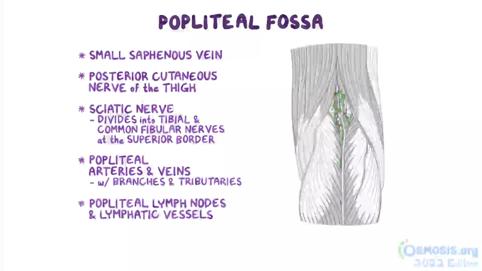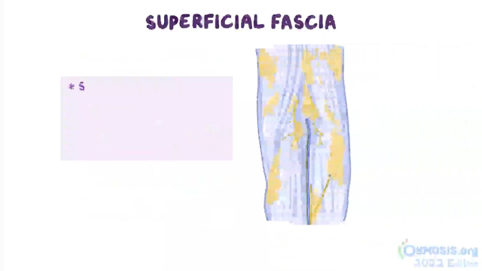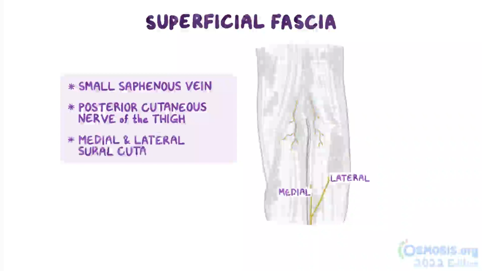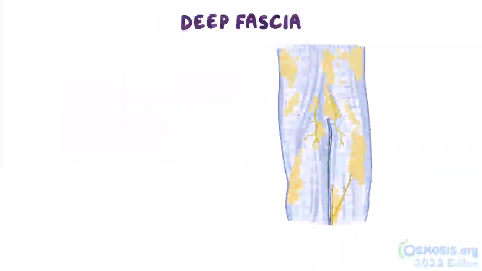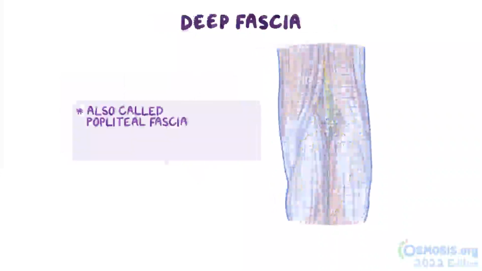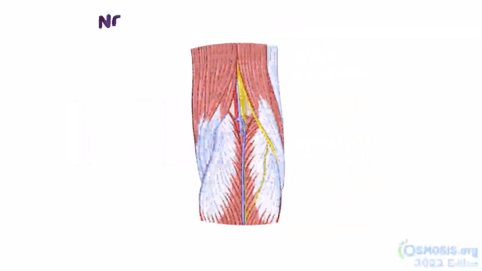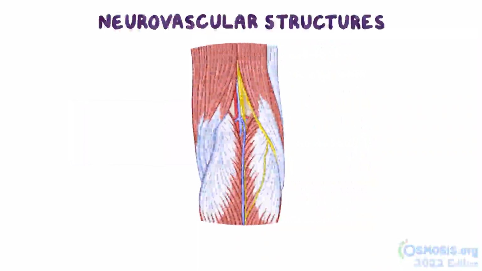Okay, so now let's dive in with a little more detail, layer by layer. First, there's the subcutaneous or superficial fascia, which contains the small saphenous vein, the terminal branch of the posterior cutaneous nerve of the thigh, and the medial and lateral sural cutaneous nerves. Then comes the deep fascia, also called the popliteal fascia, which covers and protects the neurovascular structures within the popliteal fossa. Next, there are the neurovascular structures that traverse the popliteal fossa to pass from the thigh to the leg.